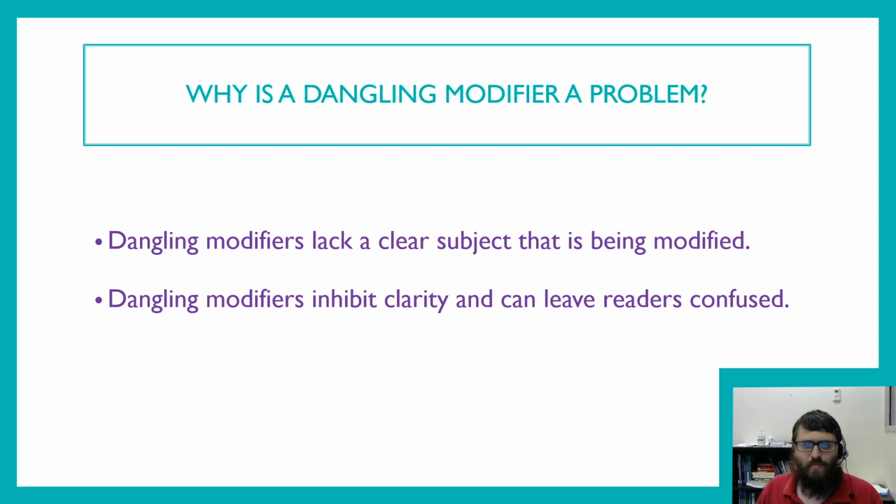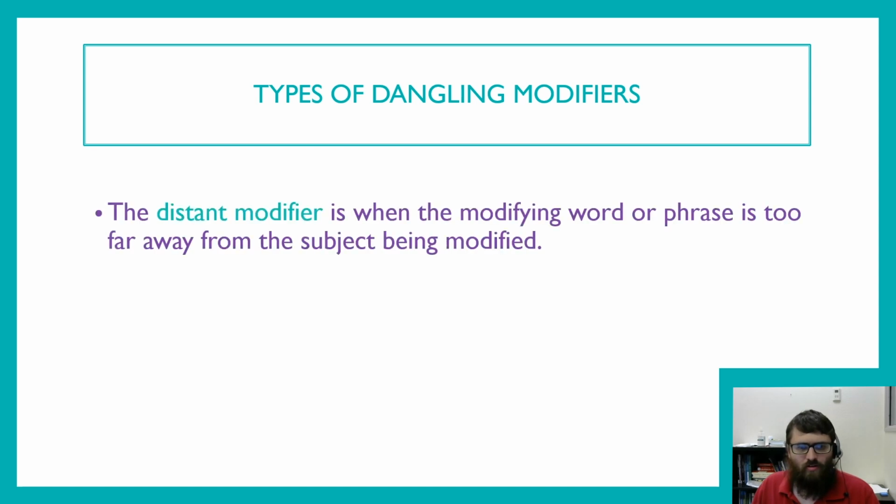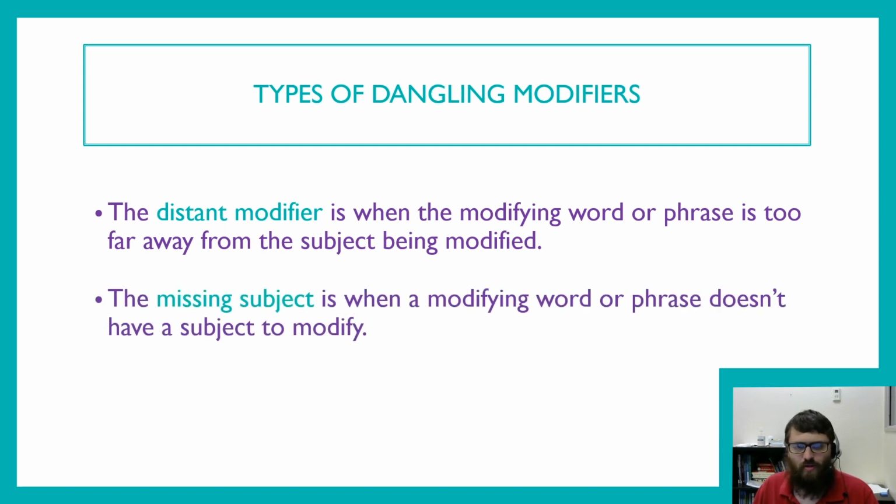What does a dangling modifier look like and why is it a problem? Dangling modifiers, as I mentioned on the previous slide, are modifiers that lack a clear subject that is being modified. Dangling modifiers are undesirable because they inhibit clarity and can leave readers confused. There are two broad types for this error: the distant modifier and the missing subject. The distant modifier is when the modifying word or phrase is too far away from the subject being modified, and the missing subject is when a modifying word or phrase outright lacks a subject to modify.